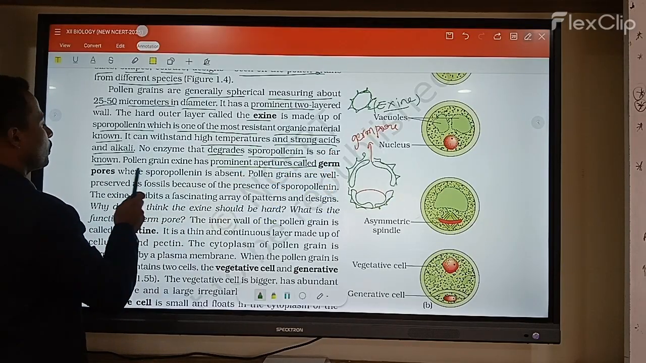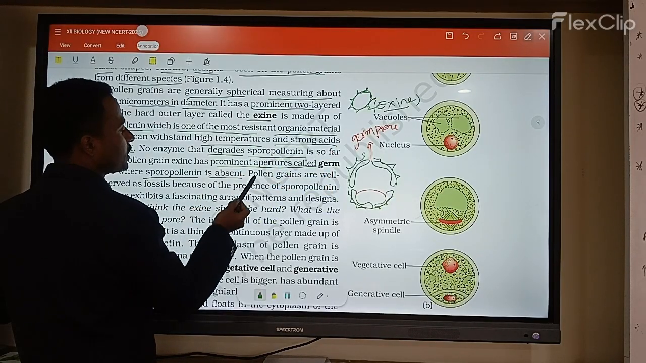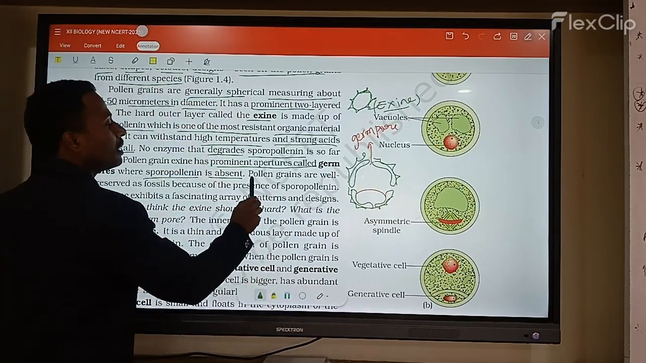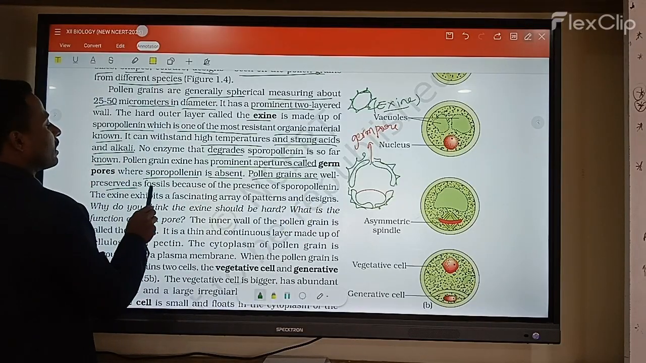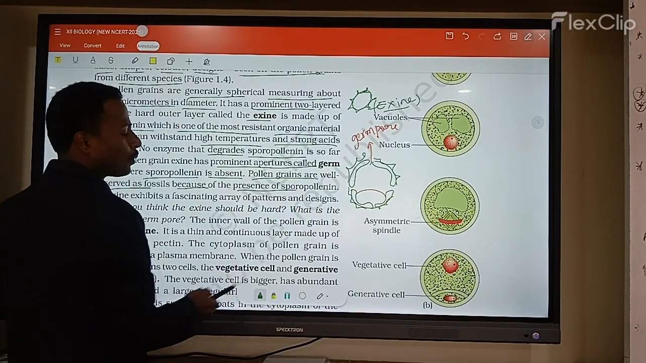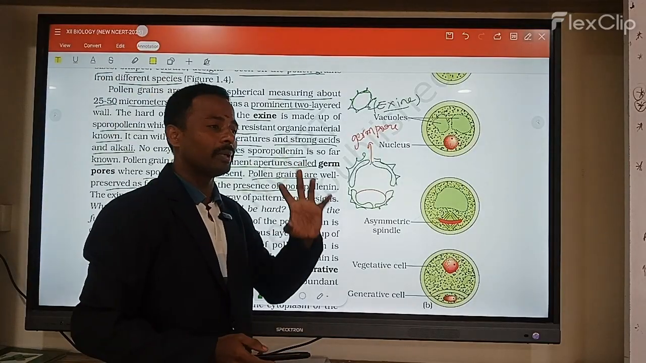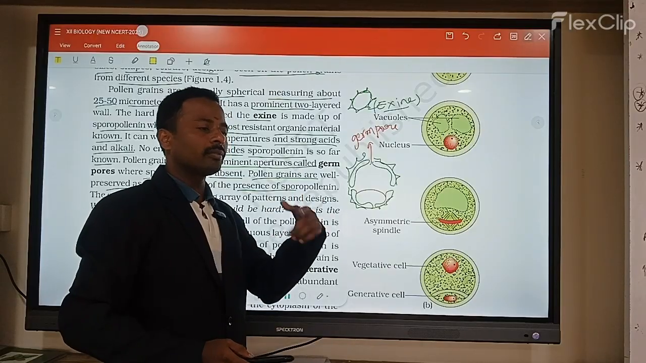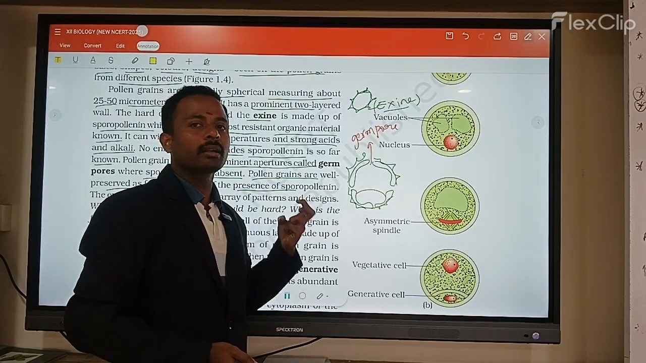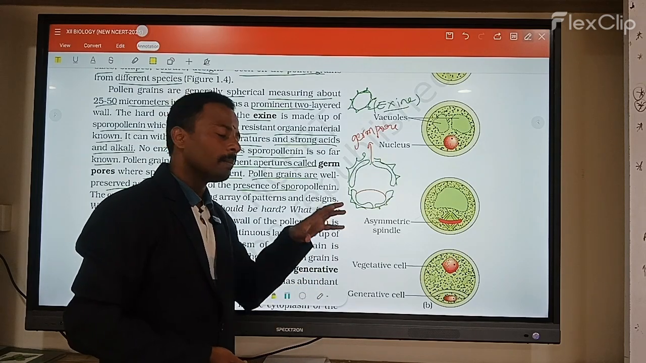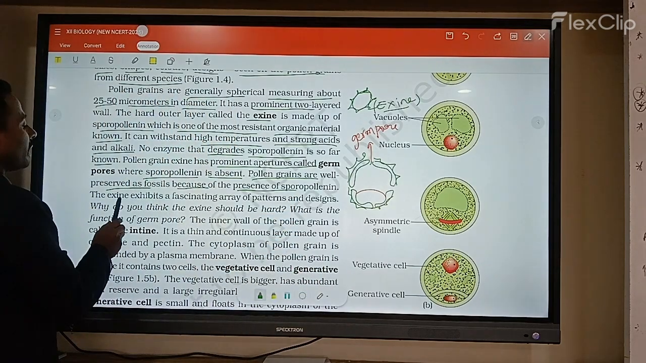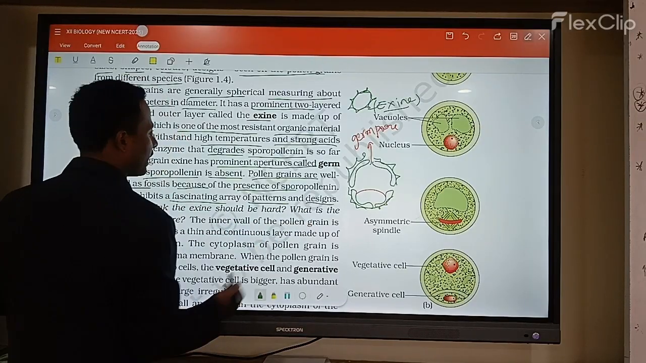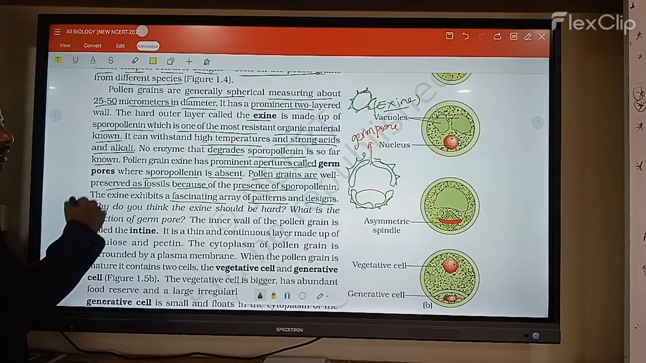At the germ pore region, the sporopollenin is absent. The pollen grain is well preserved as a fossil because of the presence of sporopollenin. So a number of fossils are completely preserved for many years, which helps in studying the development of the number of species. The sporopollenin is protecting the pollen grain. The exine exhibits patterns and designs, showing particular designs as well.